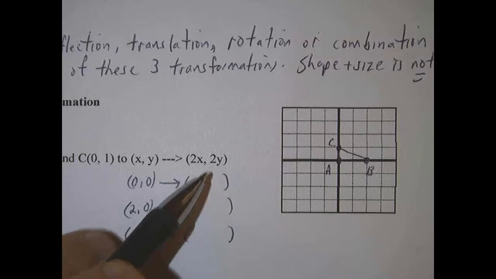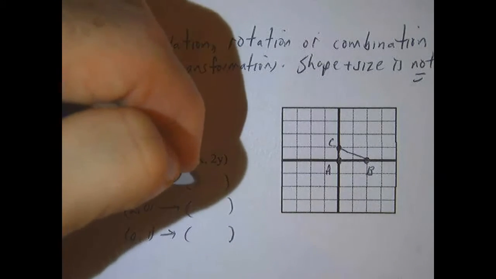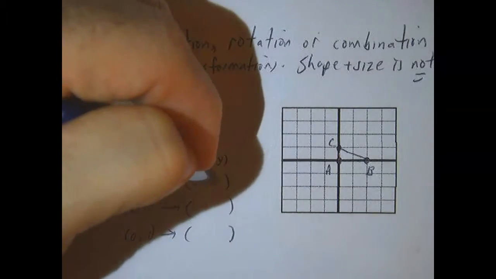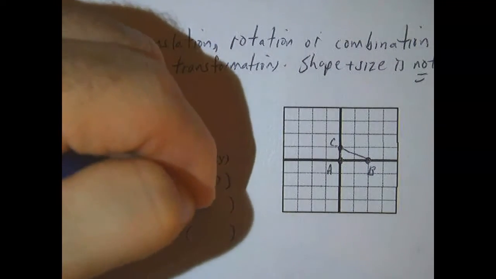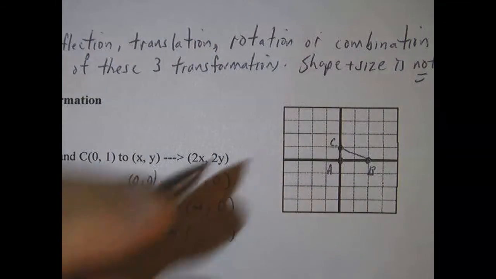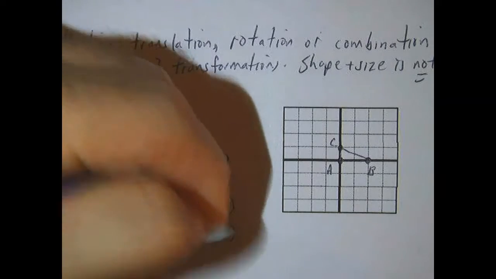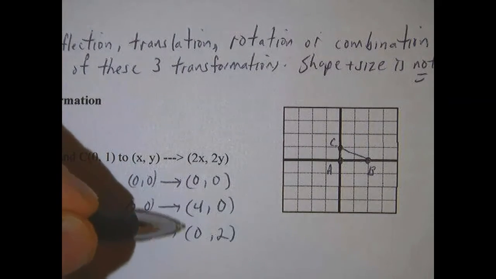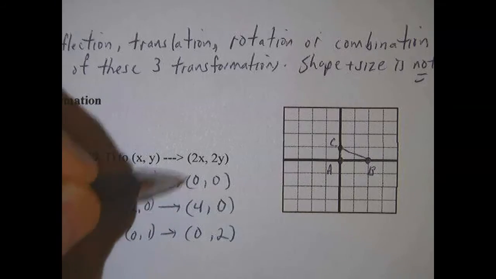Let's see what happens. When I multiply 0 times 2, I get 0, right? And same for both coordinates. But when I multiply 2 by 2, I get 4. So there's a 4, and then 0 times 2 is a 0. And here is another 0, but when I multiply 1 by 2, I get 2. So these are going to be my new points of my transformed image of this triangle under a dilation. So let's go ahead and plot those new points.